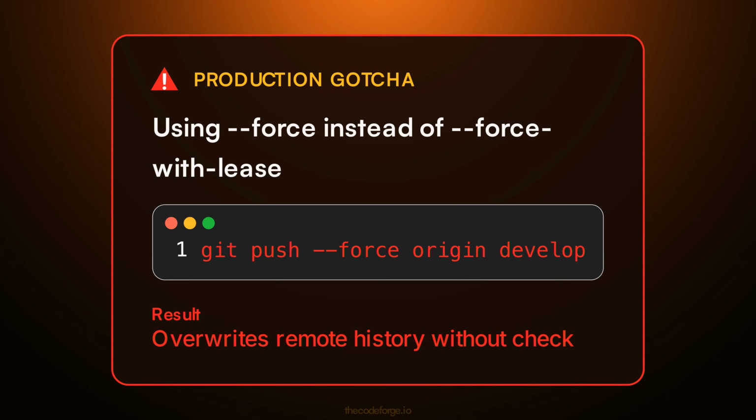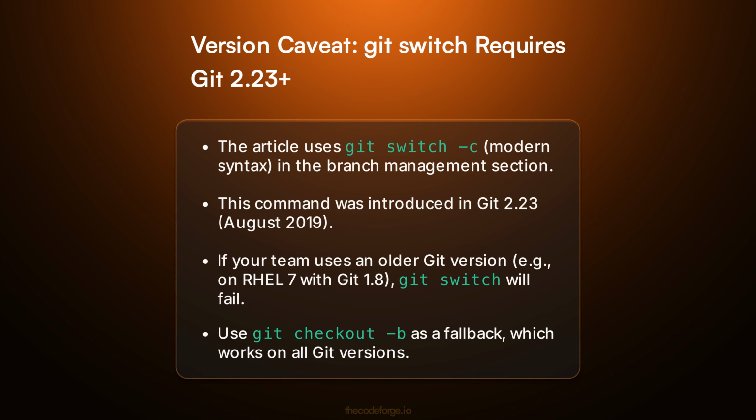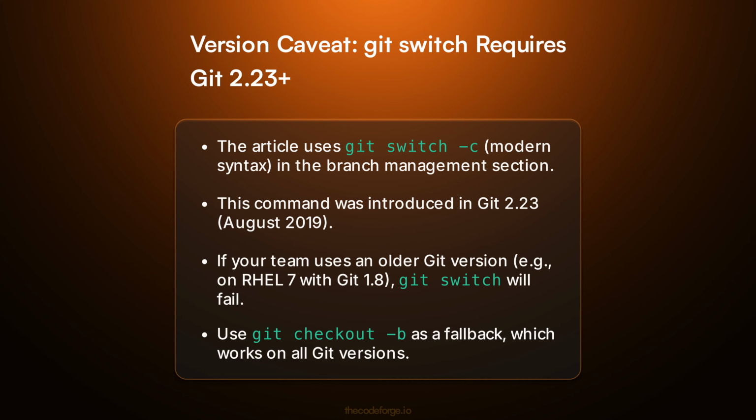The article uses git switch -c, modern syntax, in the branch management section. This command was introduced in Git 2.23, August 2019. If your team uses an older Git version, e.g., on RHEL 7 with Git 1.8, git switch will fail. Use git checkout -b as a fallback, which works on all Git versions.